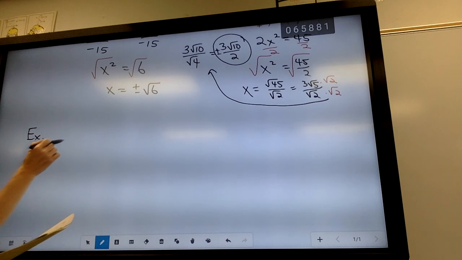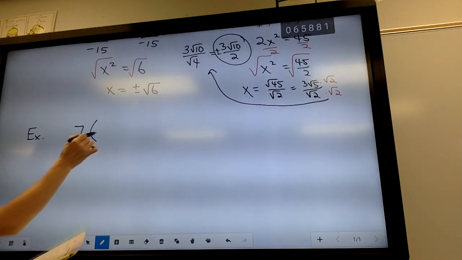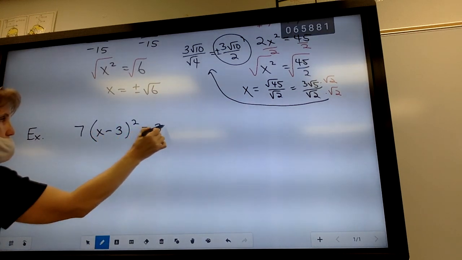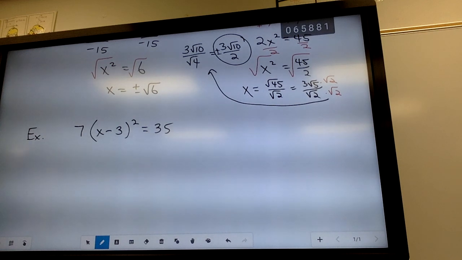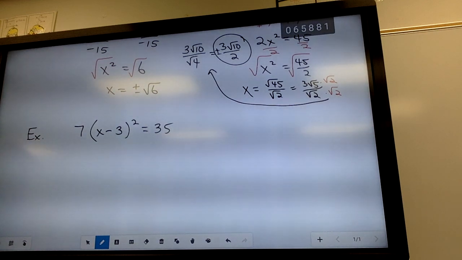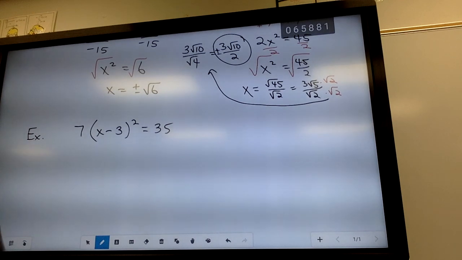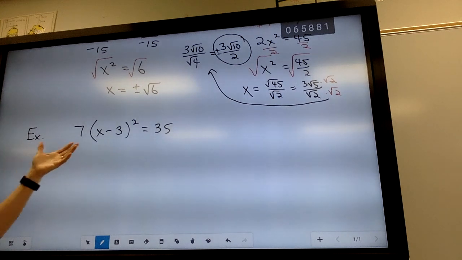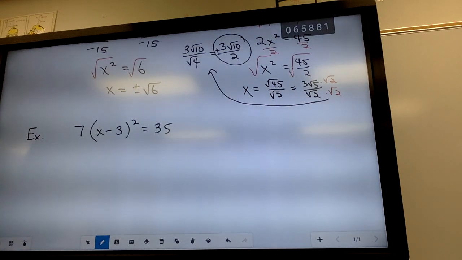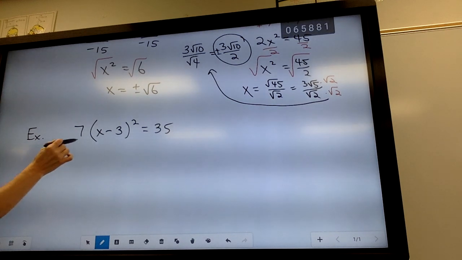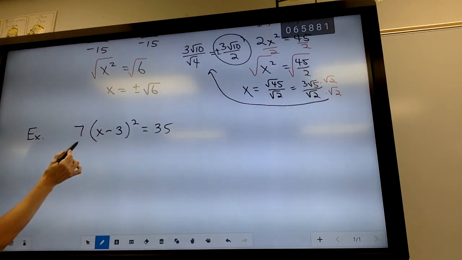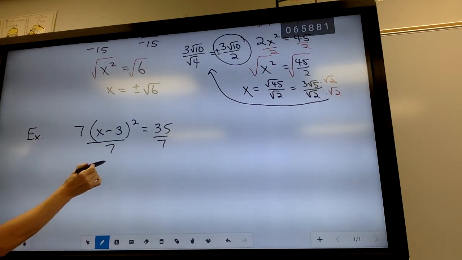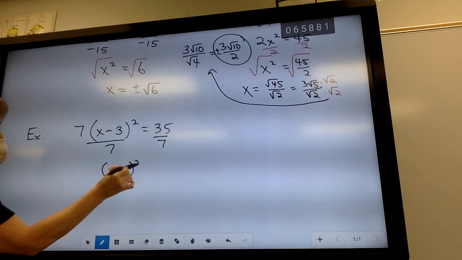is when you have a quantity that's squared, like 7 times the quantity x minus 3 squared equals 35. How do I handle this? Okay, we're trying to isolate what's being squared. On all the previous examples, it was the variable, the x, that was being squared. What's being squared here? X minus 3. The whole group, the whole parenthesis group. So I want to isolate the parentheses. So I've got to undo the 7. I'm going to divide by 7. So I'm left with x minus 3 quantity squared equals 5.